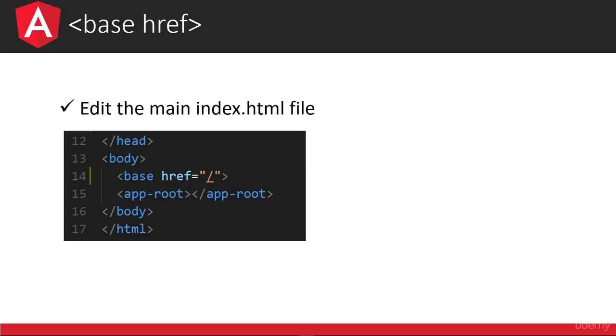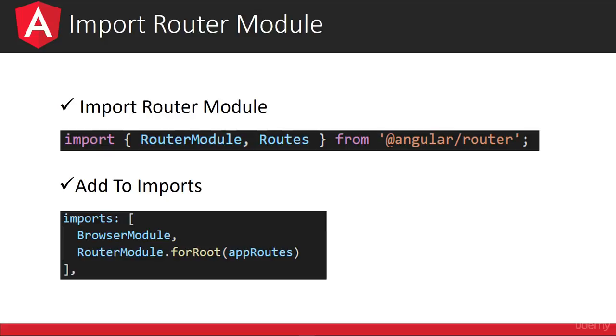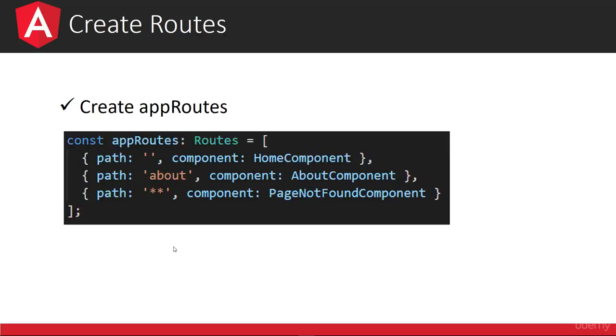So here's an example of the base tag in the index file. It basically just says that this slash, which is the home page, should be the base of our application. Alright, then we just need to import the router module, just like we import other modules into the ngModule, and then we just need to add it to imports.